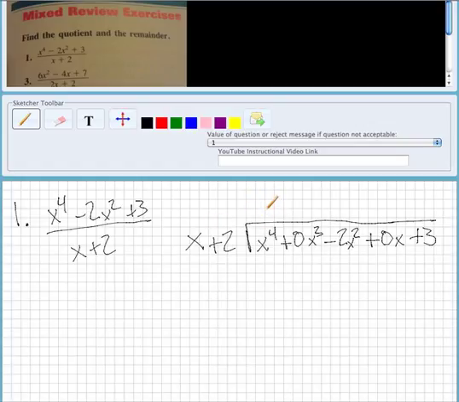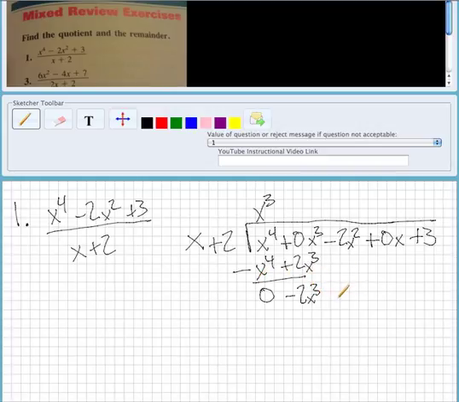term up here that we need to multiply by x to get x to the fourth, and that's just going to be x to the third. So then we multiply that by x, we get x to the fourth. Multiply that by 2, we get plus 2x to the third, and subtract it. So this x to the fourth minus x to the fourth equals 0. And then we subtract this, and we get 0 minus 2x to the third is negative 2x to the third.